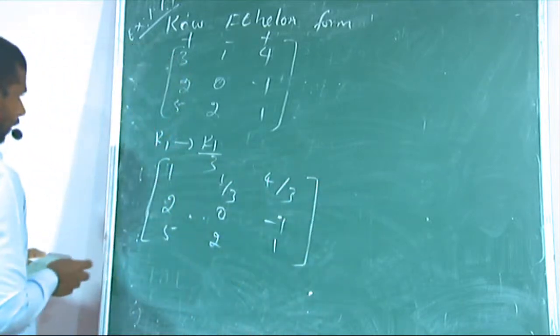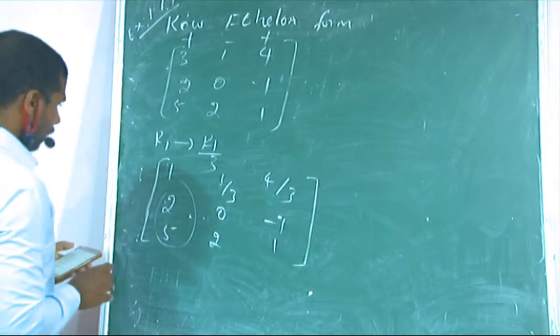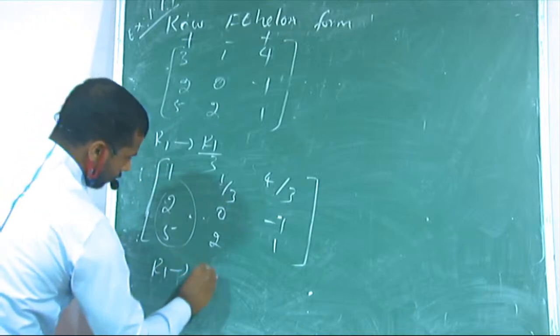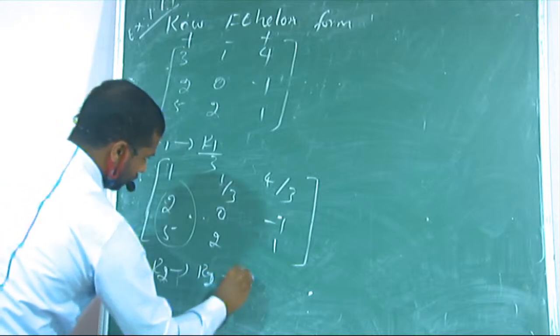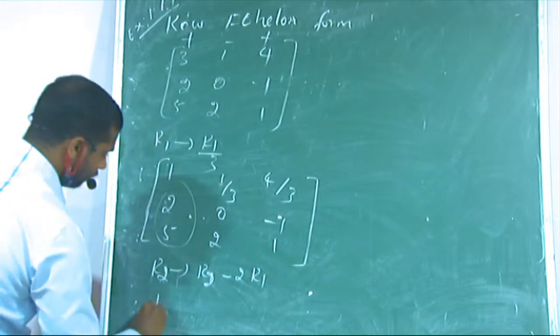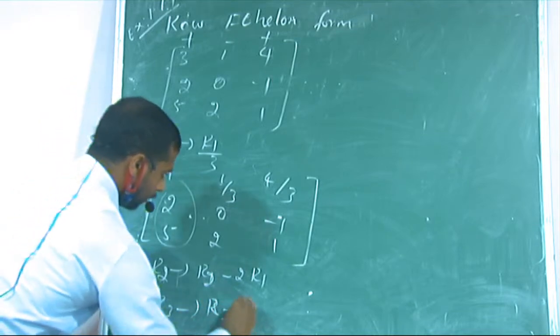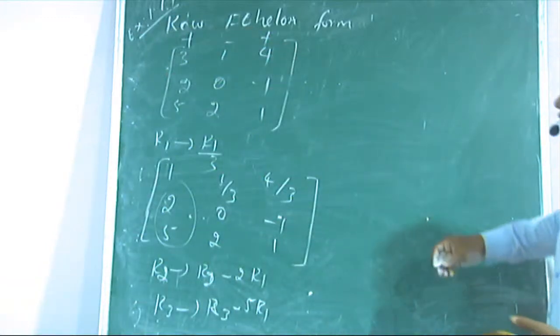Okay. Second one, under the first term we should show 0. What do we have to do? Compare with R1. So R2 gives R2 minus 2 into R1. Next term, R3 gives R3 minus 5 into R1. So R1 as it is.